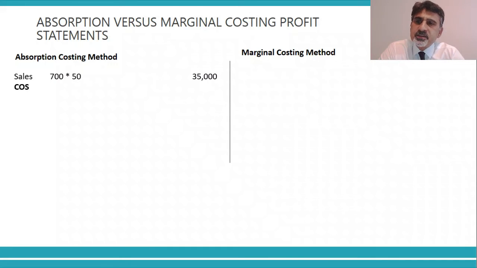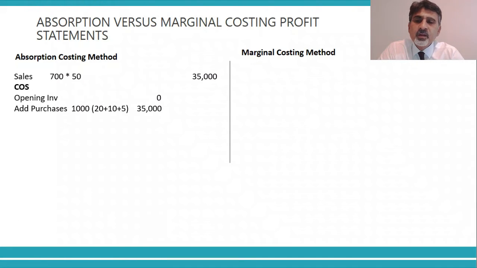Then we have to subtract the cost of sales, and you remember cost of sales is opening inventory plus purchases minus closing inventory. So opening inventory was 0 because it was not given in the question, so we assume that opening inventory is 0. Add purchases. In this case our purchases are our production, which is 1,000 units, and each unit cost is material, labor and fixed overhead. 20 plus 10 plus 5, so it makes 35. So $35,000 we incurred in production, but this is the cost for 1,000 units.